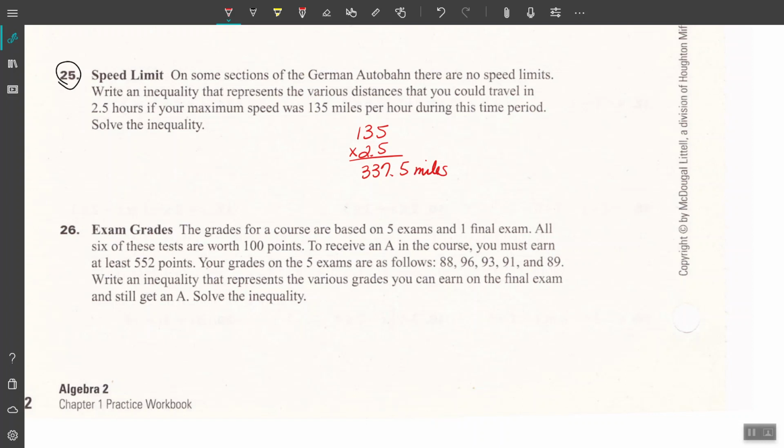If we let x equal the various distances that we could travel, then we know, based on this multiplication problem we just did, x has to be less than or equal to that distance. So it's going to be somewhere in that range. We're definitely not going over it, but we could go anywhere underneath of it depending on how fast we travel for that 2.5 hours.